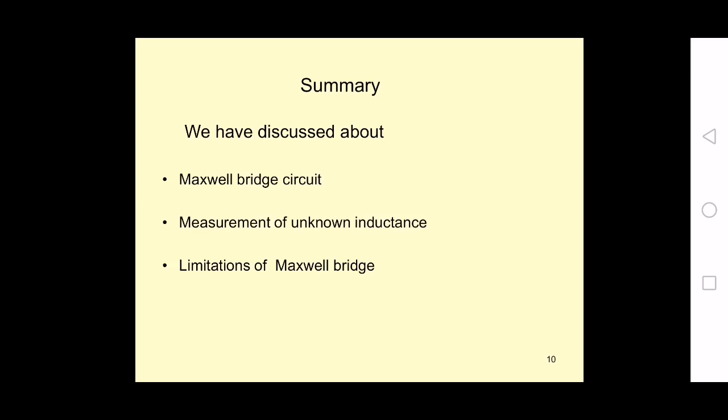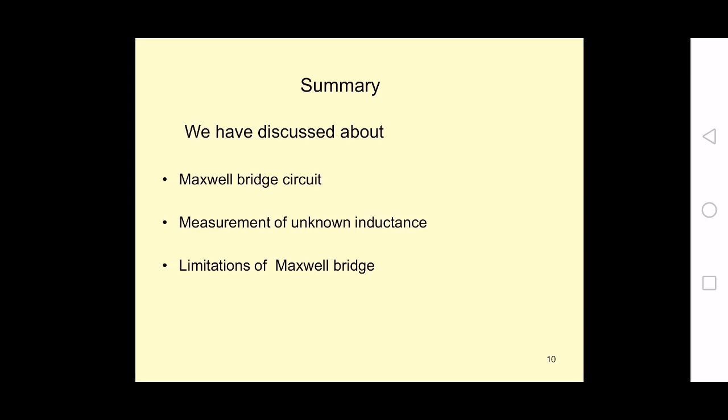And you can have the limitations of it. The values which we are measuring are independent of the excitation frequency, and it is only used for measurement of medium Q values. Another limitation is we are using the fixed capacitor, which has the disadvantage that there is an interaction between the resistance and reactance balances. So that is also one of the problems in the case of Maxwell bridges.